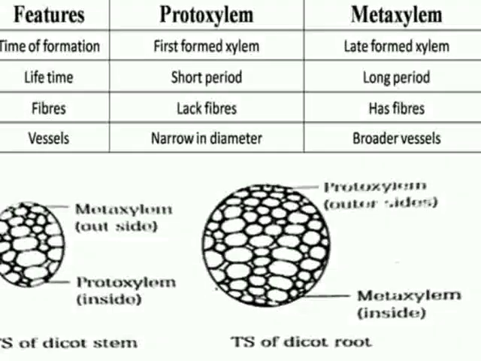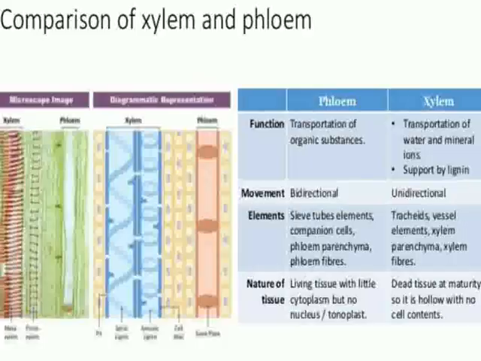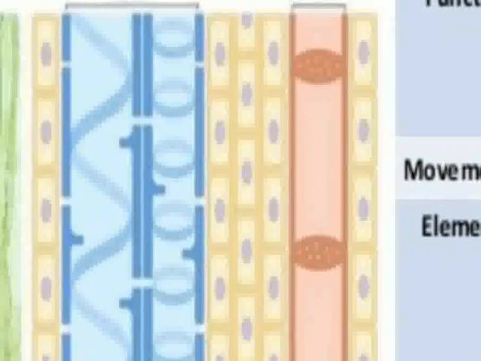Now talking about the phloem. Phloem transports food material usually from leaves to the other parts of the plants. The phloem in the angiosperms is composed of sieve tubes, companion cells, phloem parenchyma and the phloem fibers, which are also called the bast. Gymnosperms have albuminous cells and sieve cells. They lack sieve tubes and companion cells.